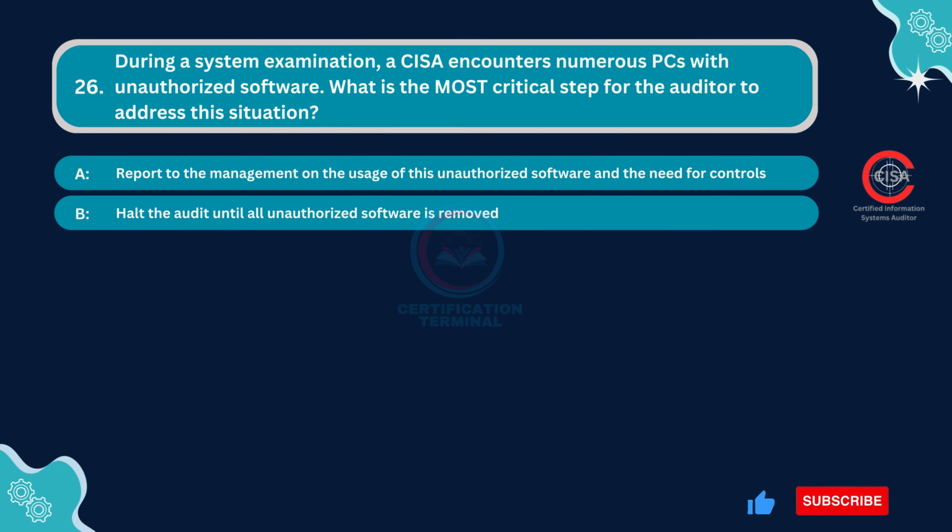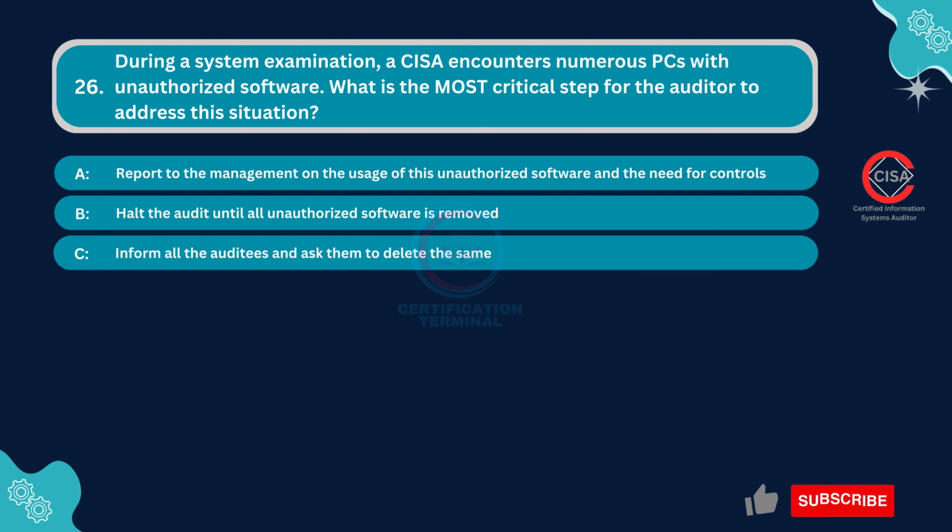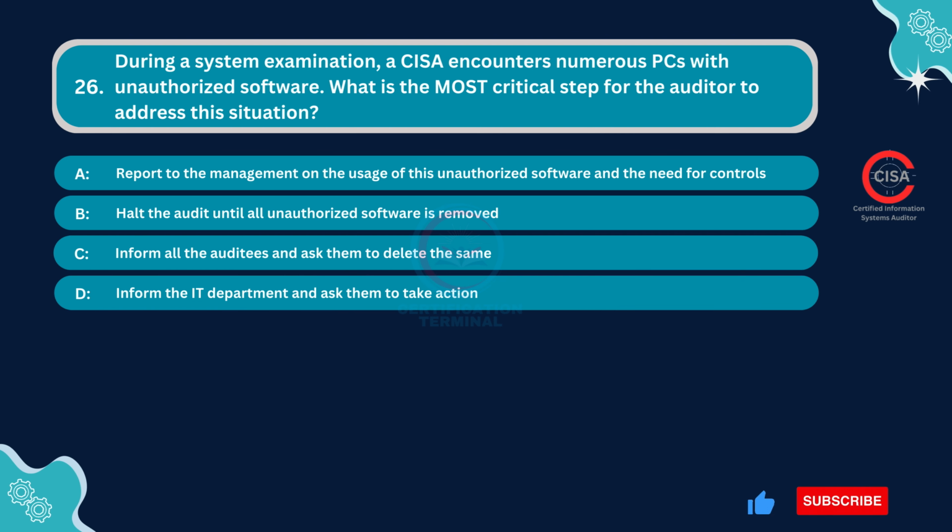Option B, halt the audit until all unauthorized software is removed. Option C, inform all the auditees and ask them to delete the same. Option D, inform the IT department and ask them to take action.